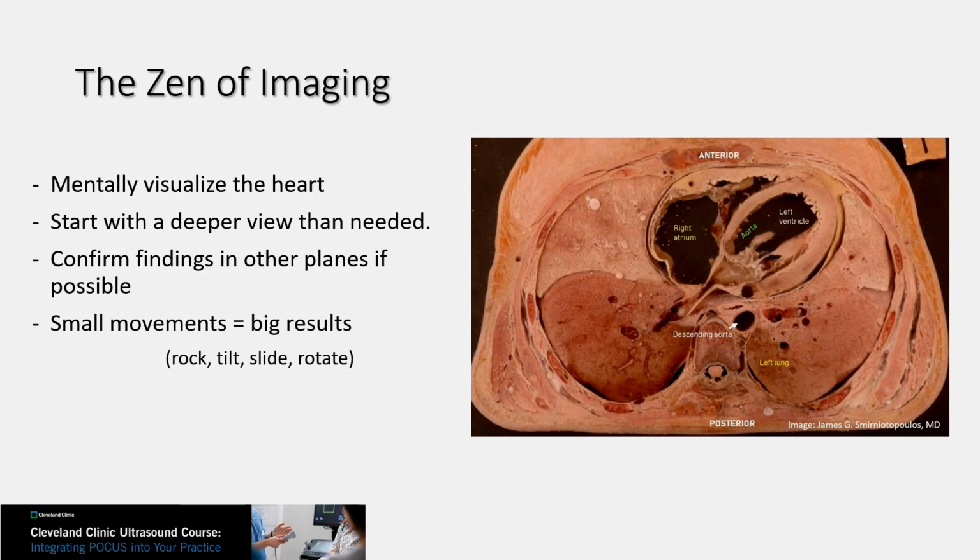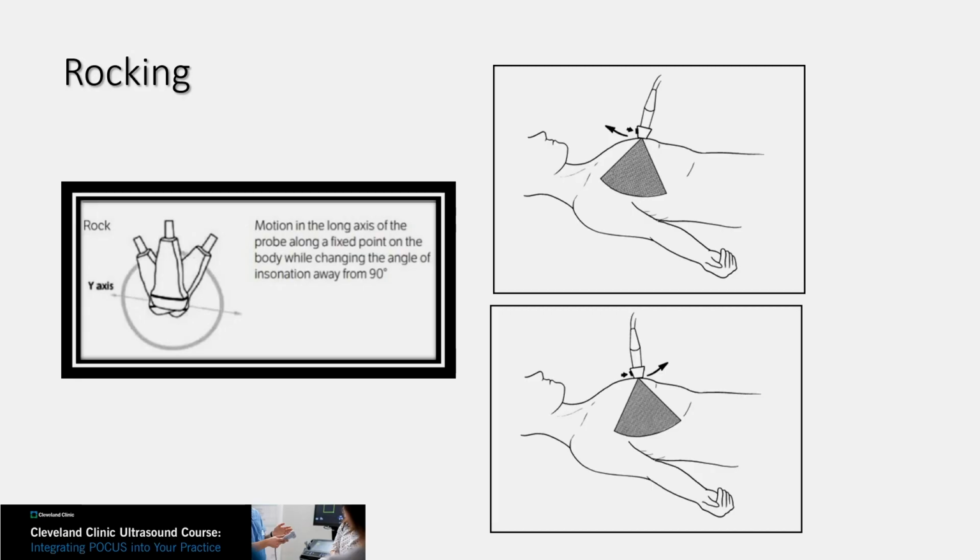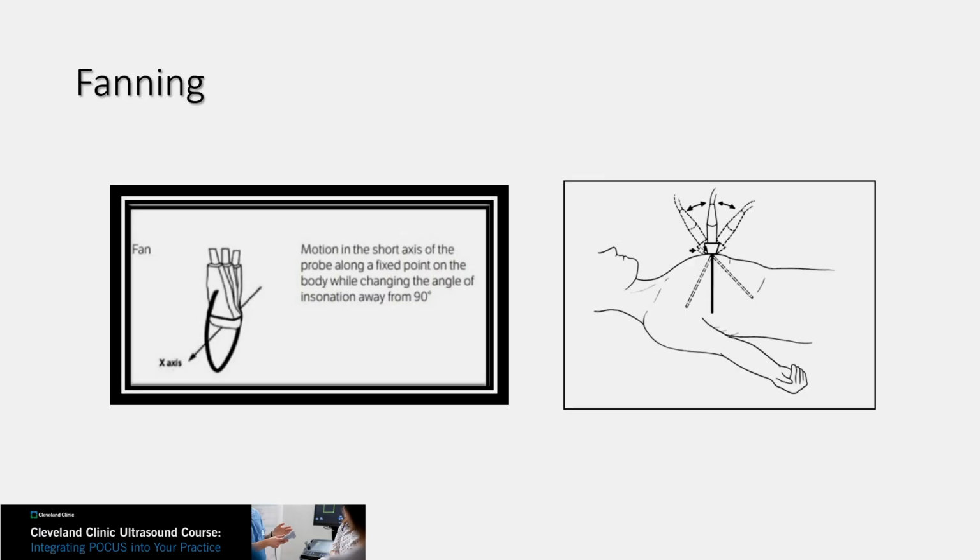Rocking and tilting, which we will be talking about, are very important to get the most optimal image. So rocking is the motion in the long axis of the probe. What we mean by long axis: if you have a probe that has a longer side and a shorter side, the longer side is where the long axis passes through, and the movement is keeping the axis the same and rocking it back and forth, as you can see in this image. Fanning is actually the same thing as rocking, but moving towards the short axis of the probe. These movements are very important when we are trying to scan the heart.